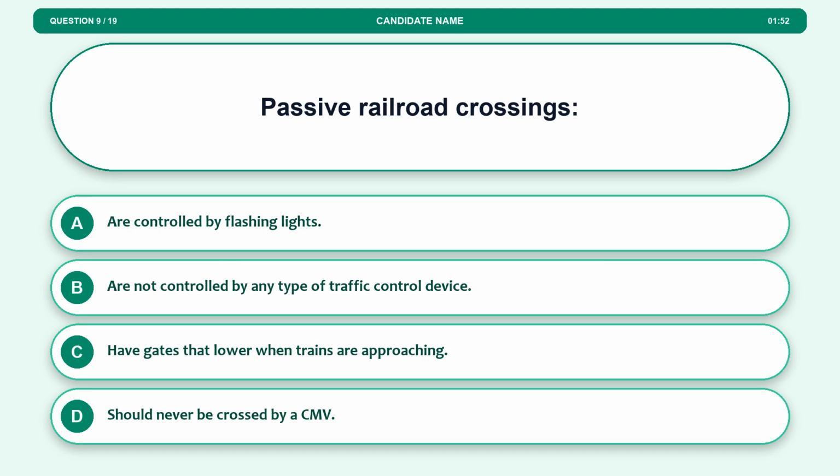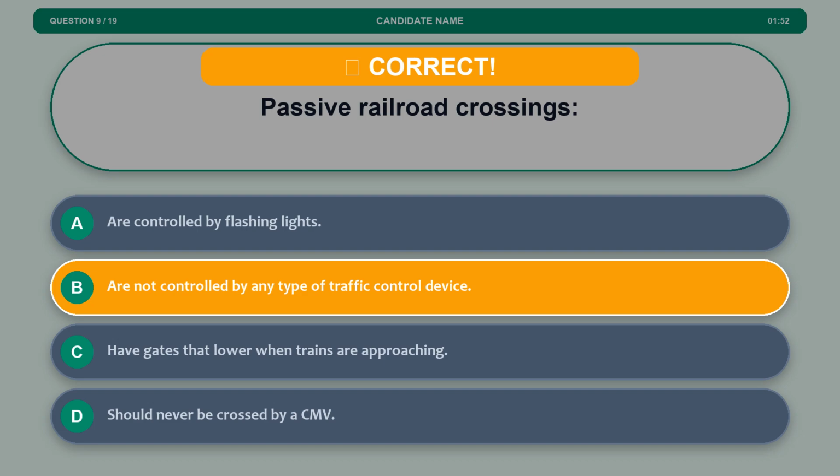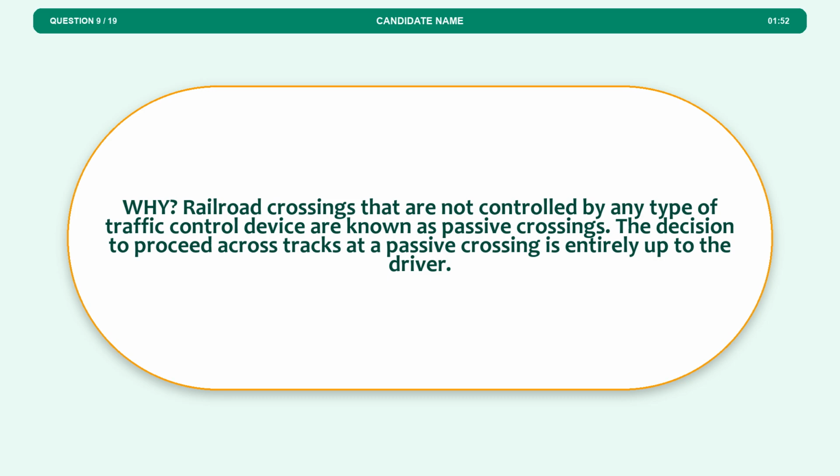Question 9. Passive railroad crossings. Option A, are controlled by flashing lights. Option B, are not controlled by any type of traffic control device. Option C, have gates that lower when trains are approaching. Option D, should never be crossed by a CMV. The correct answer is option B, are not controlled by any type of traffic control device. Explanation. Railroad crossings that are not controlled by any type of traffic control device are known as passive crossings. The decision to proceed across tracks at a passive crossing is entirely up to the driver.